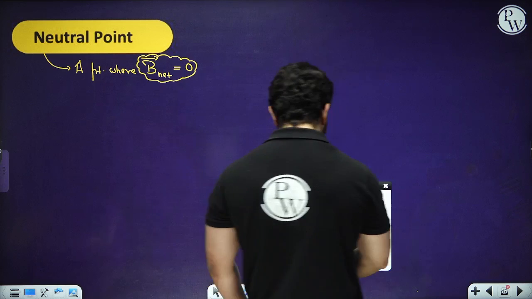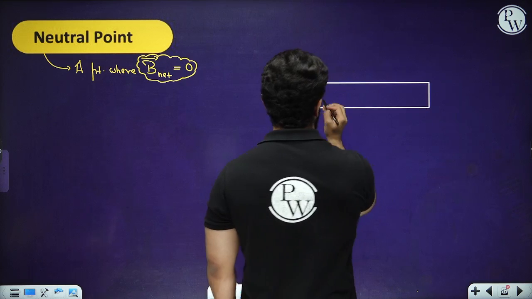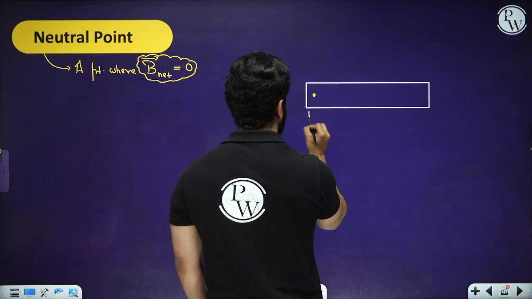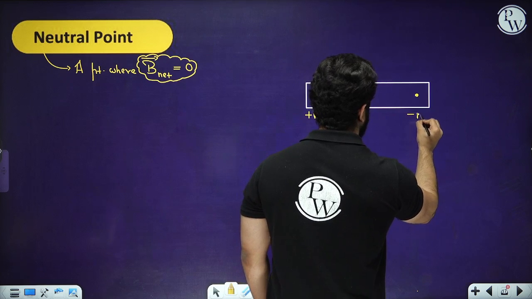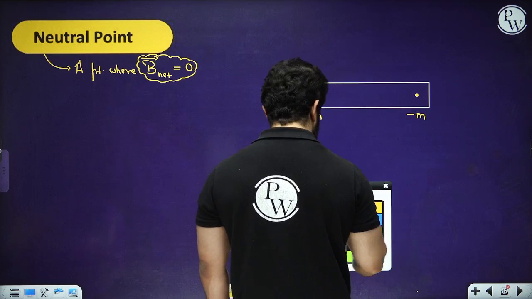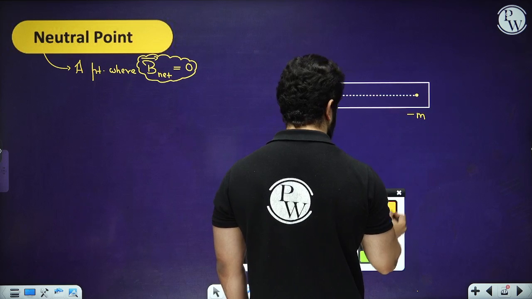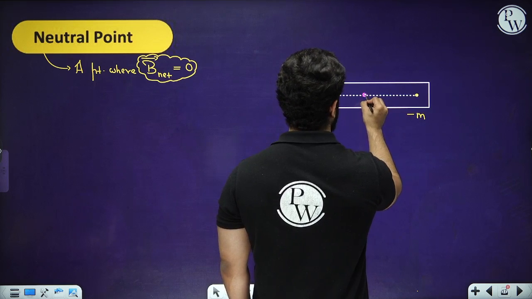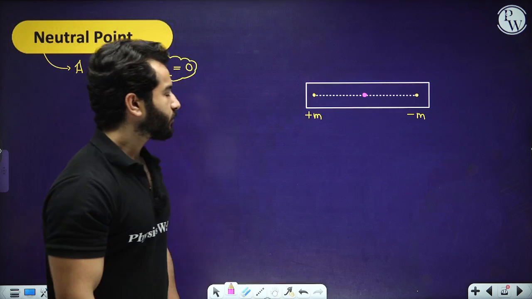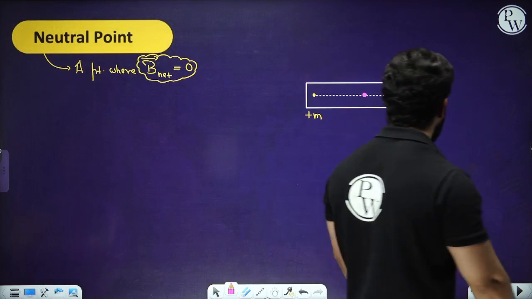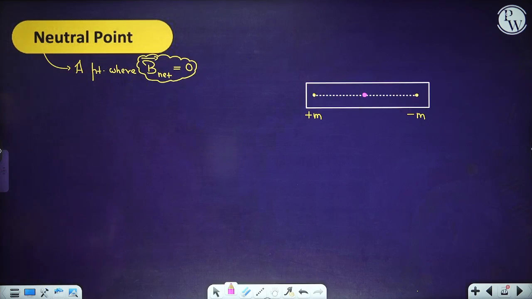So for example, if you have got a bar magnet, right? Let's say this is plus M, this is minus M, and they are at a separation of D. So at their midpoint, you have got a neutral point, because at this point we'll be having a neutral point over here. Think about it. Are we going to have a neutral point over here?